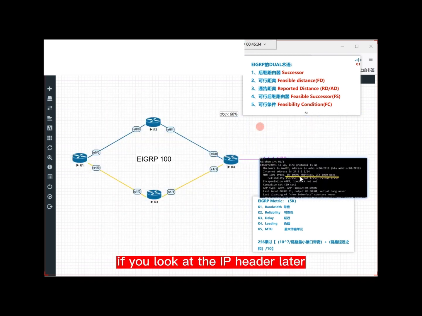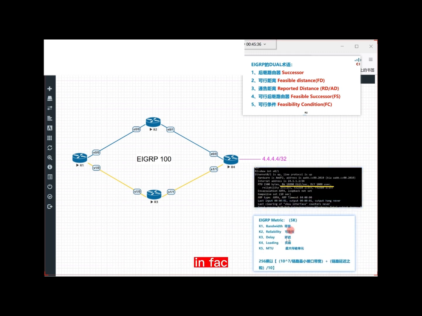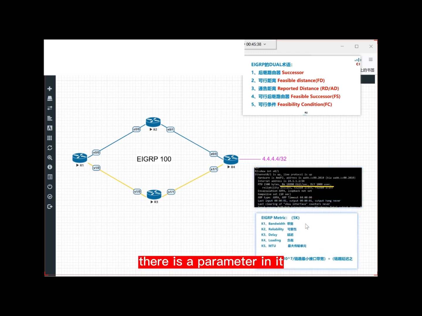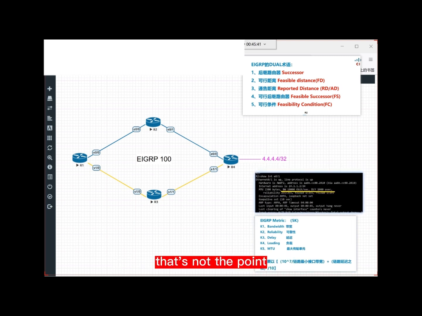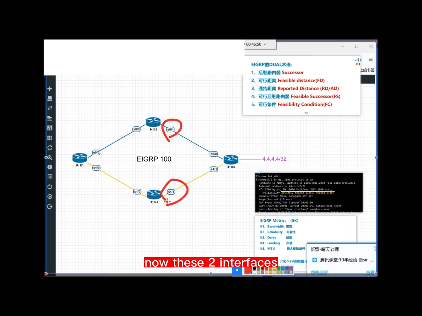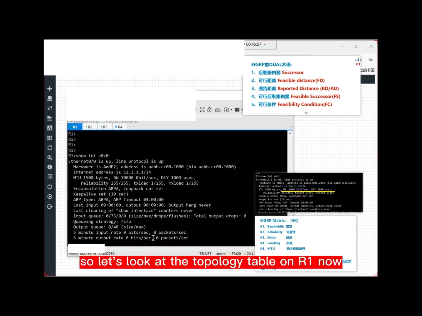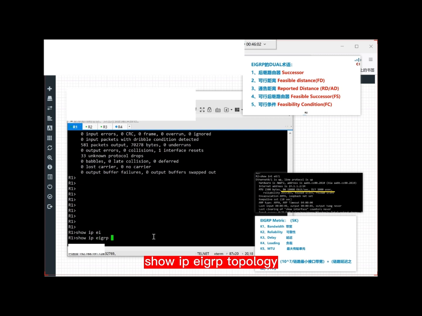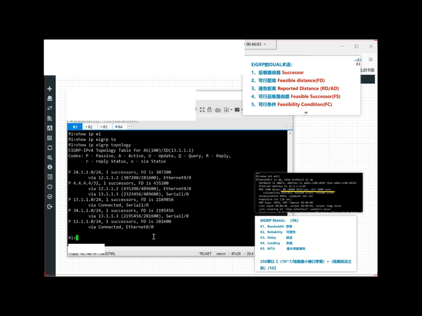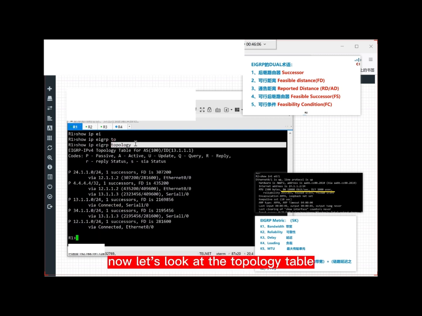If you look at the IP header later, there is a parameter in it that will be multiplied by default. That's not the point. Now these two interfaces, I changed to the same. So let's look at the topology table on R1 now, to see if there will be a change. Show ip eigrp topology.